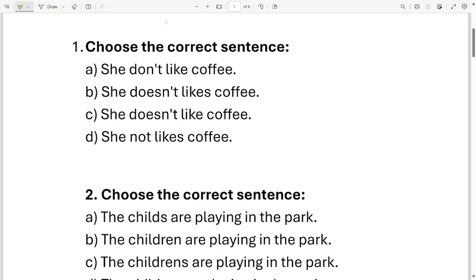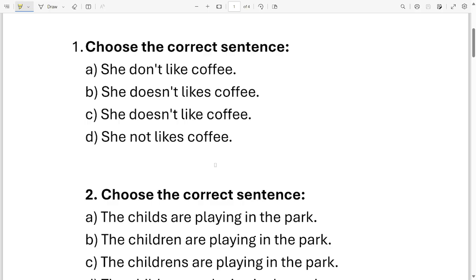The first question is choose the correct sentence. Here you have been given 4 sentences. Now you have to identify which one is correct. First option, she don't like coffee. Next, she doesn't like coffee. Next, she not likes coffee. Okay, these are the 4 options.